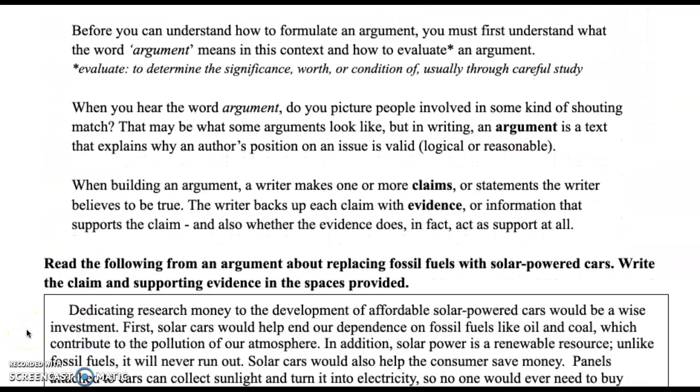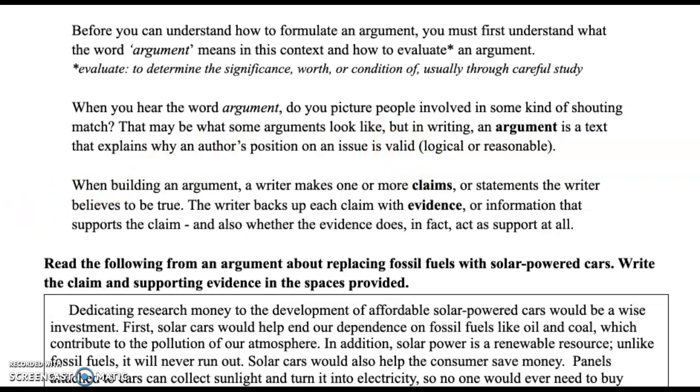Before you can understand how to formulate an argument, you must first understand what the word argument means in this context and how to evaluate an argument. Evaluate means to determine the significance, worth, or condition of, usually through careful study. When you hear the word argument, do you picture people involved in some kind of shouting match? That may be what some arguments look like. But in writing, an argument is a text that explains why an author's position on an issue is valid. Valid means logical or reasonable.